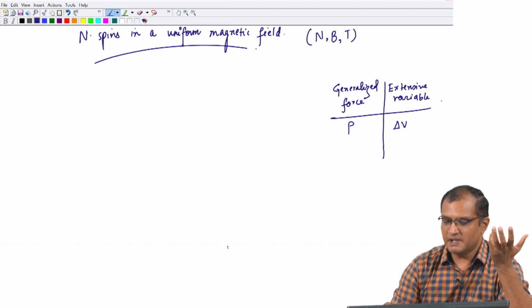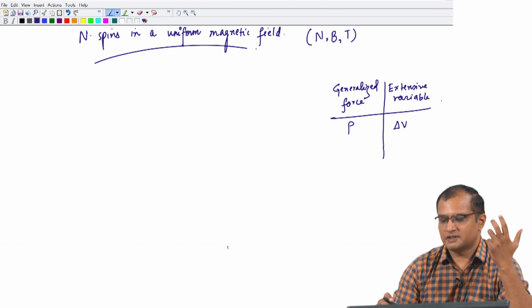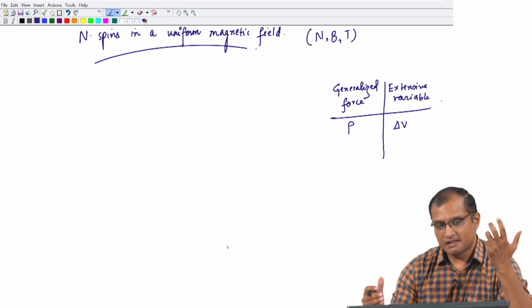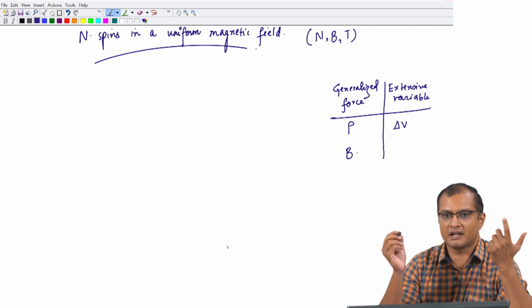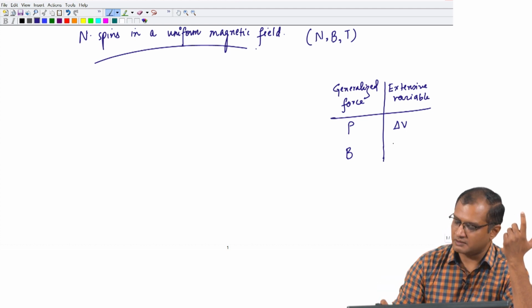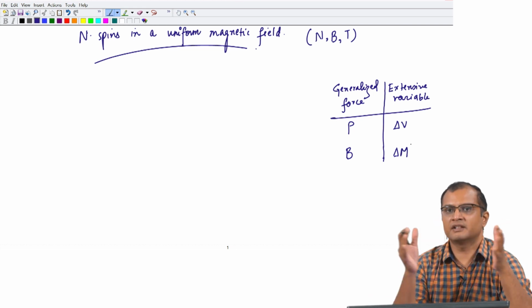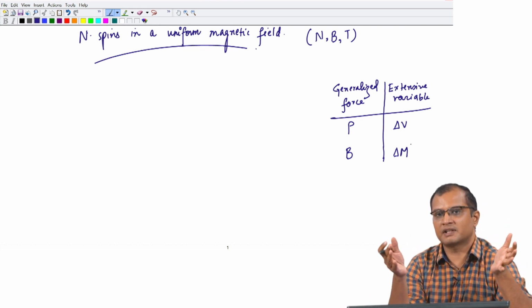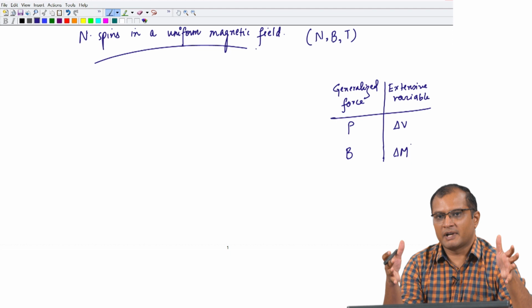Okay. Neither is P force nor is delta V displacement, but the product of the generalized force into generalized displacement is always energy. Okay. In this system, I am going to maintain constant magnetic field, and the extensive variable conjugate to this magnetic field is the magnetization. So, the system will be having a fluctuating magnetization. So, some of the spins can instantly flip down or flip up in response to a constant external magnetic field.